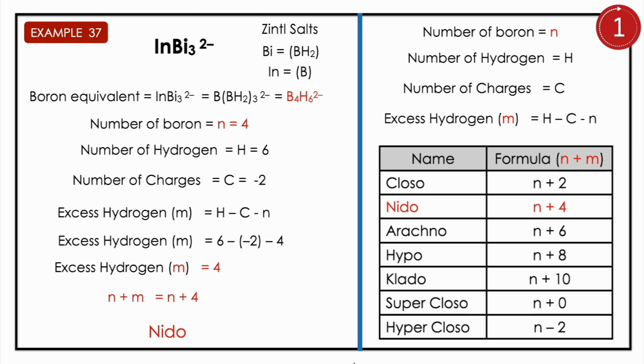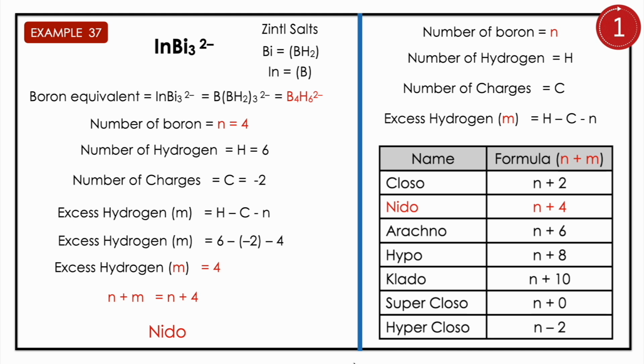Indium is in the same group as boron, so for indium you write boron. If you substitute both values in the structure, the formula becomes B H2 thrice 2 minus. If you rewrite it, the structure becomes B4H6 2 minus. The compound becomes simple borane.